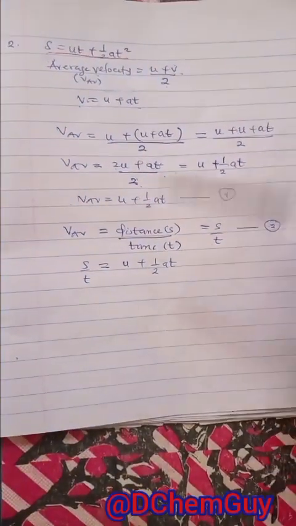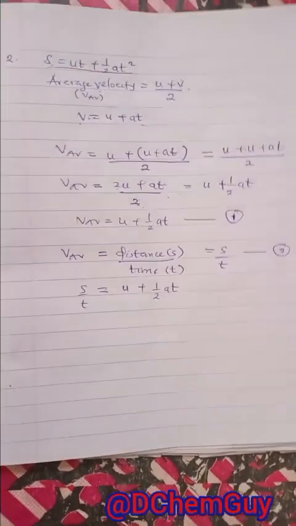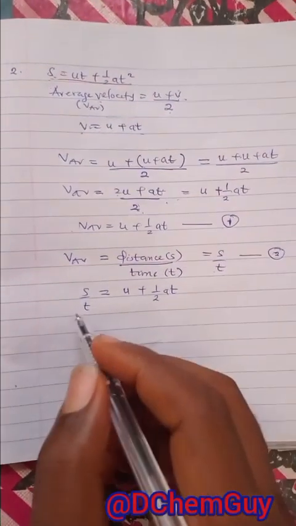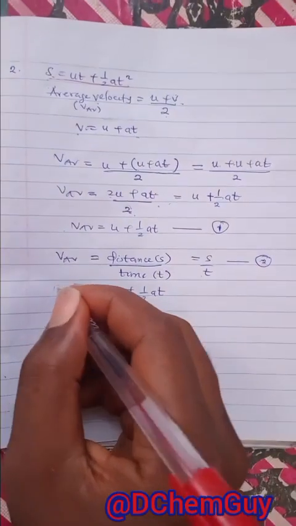But our goal is to make s the subject of the formula. So what are we going to do? We are going to multiply all through by t. So if we multiply all through by t, let's say we are multiplying all through by t.